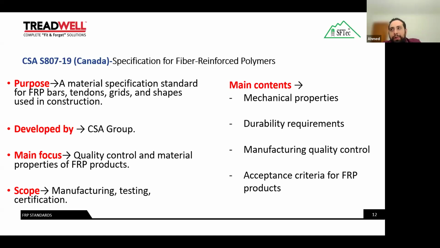So the main purpose of this specification is that it is a material specification for FRP bars, tendons, grids, and shapes used in construction. CSA S807 is developed by CSA Group in Canada, and the main focus and scope of this specification is the manufacturing, testing, and certification of FRP bars. The main contents of this specification are mechanical properties, durability requirements, manufacturing quality control, and how we can get the acceptance criteria for FRP bars.